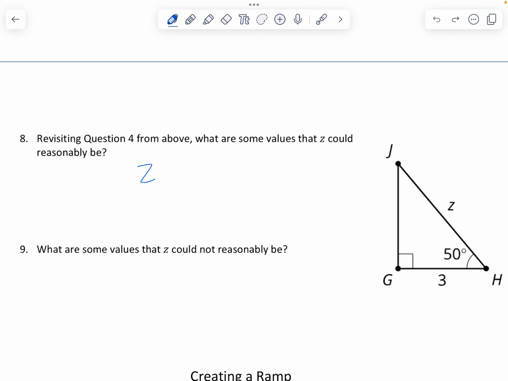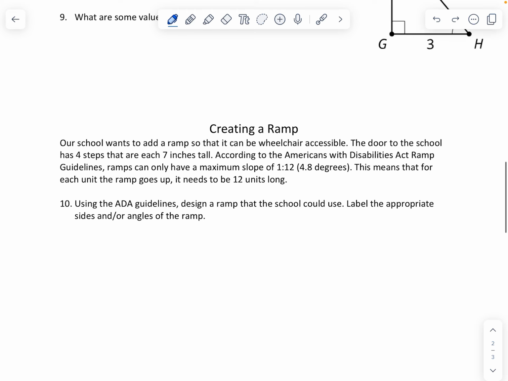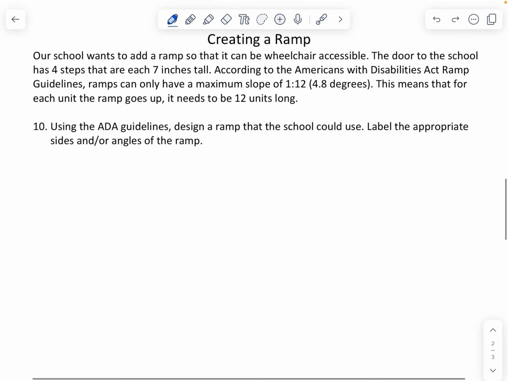Same thing for 9, what values Z could not reasonably be. So you're not doing any math here. You're just kind of making your best estimate on what you think Z could be. All right, now you get to this part where it's talking about making a ramp, okay?